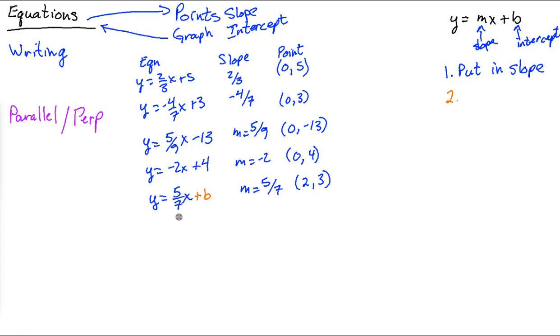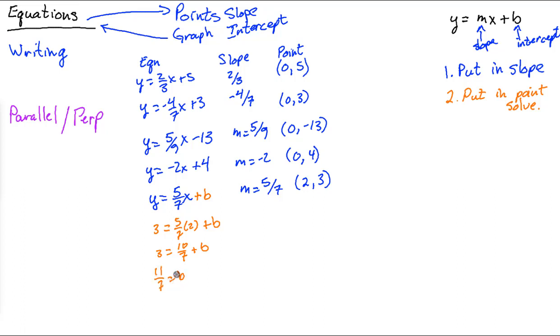So let's stick 2 in for x, so it is 5/7 times 2, and 3 goes in for y, 3 equals that, and there's our plus b. Now can we solve this equation? We can. This is going to be the second step: put in the point, because that gives you enough clue to solve for b. In this case, you're going to solve it. This is 3 equals 10/7 plus b. If we subtract 10/7, with common denominator, 21/7 minus 10/7 gives you 11/7.